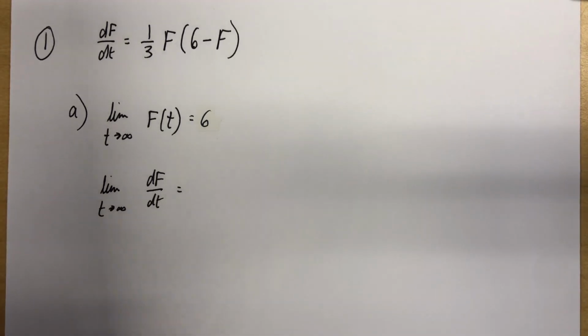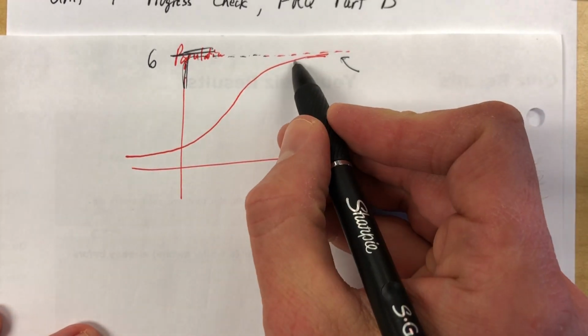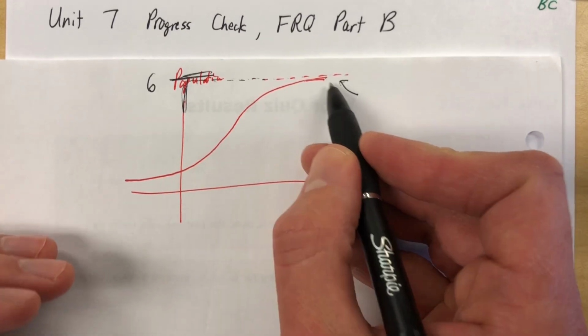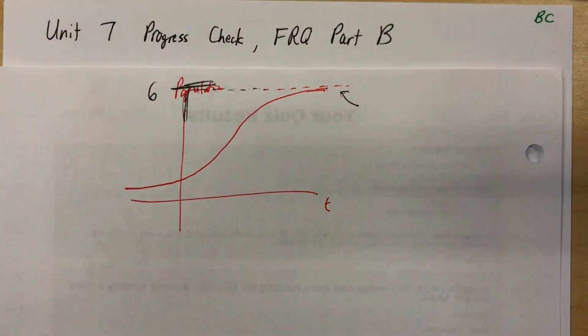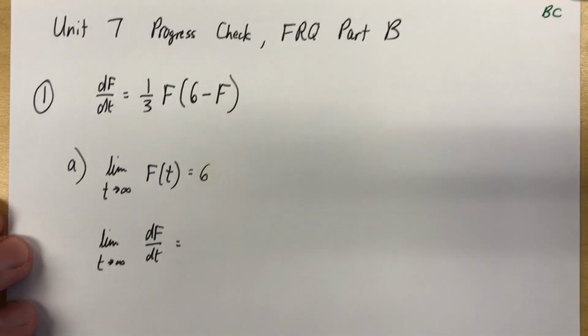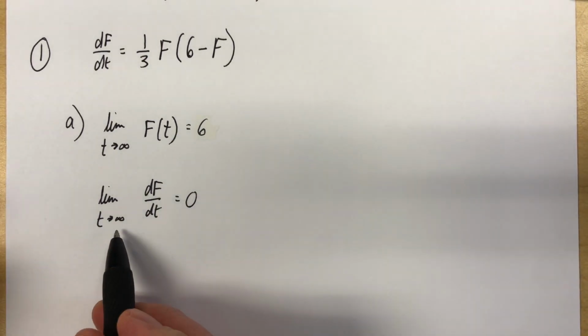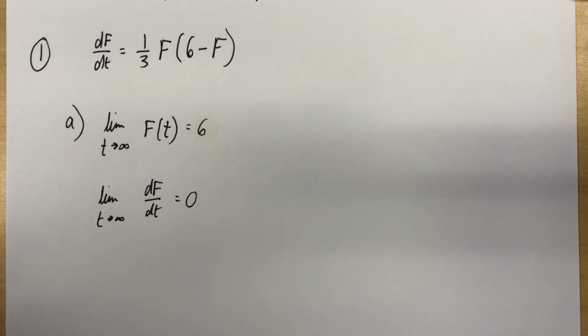As long as you know what the graph of this looks like, then you'll know the answer to that. What's the slope as we get further and further out? We're getting closer and closer to this horizontal line, and the function itself is approaching it, and so it's becoming flatter and flatter. So as time approaches infinity, the slope of the function approaches 0. That's it. There was no fancy math on that. It was all an understanding of logistic functions.